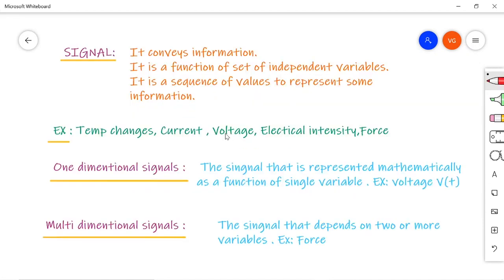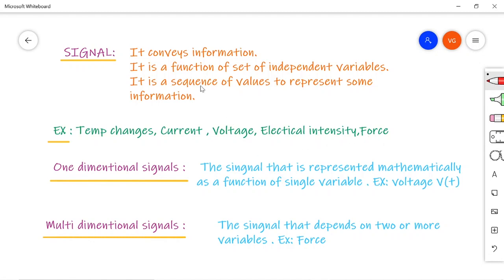Let us understand what is the meaning of signal. A signal can be defined as a function that conveys information. These signals are generally represented mathematically as a function of one or more independent variables. Generally, a signal is a sequence of values to represent some information. Examples are temperature, current, voltage, electrical intensity, force, etc.